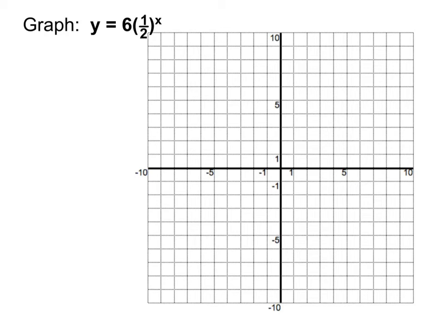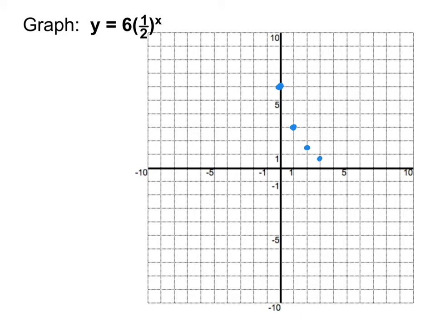So the 6 out front, that is changing my first point. So instead of my first point being at 1, my first point is going to be up at 6. All right, then as I move to the right, I'm going to be up half as far each time. So half of 6 is 3. Half of 3 is 1.5. Half of 1.5 is 0.75.